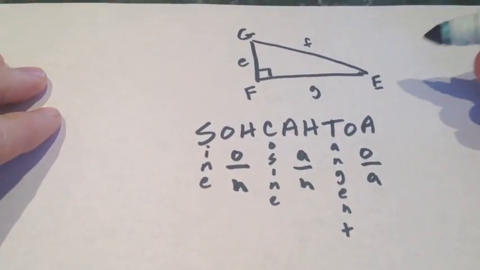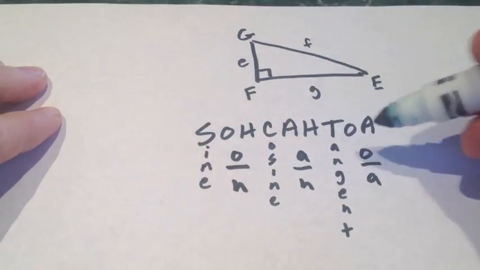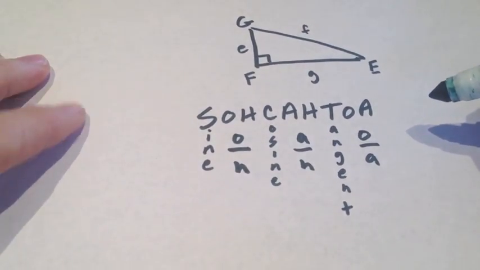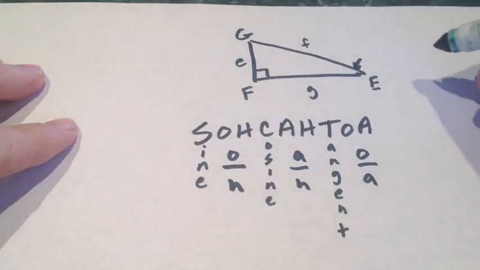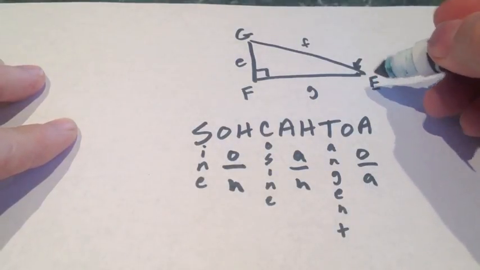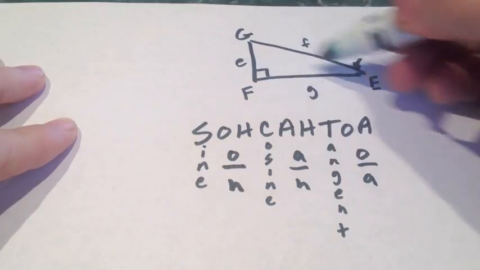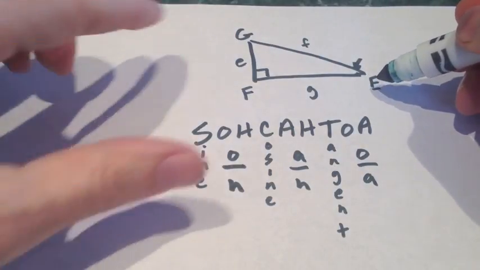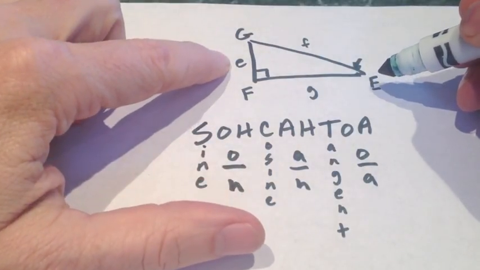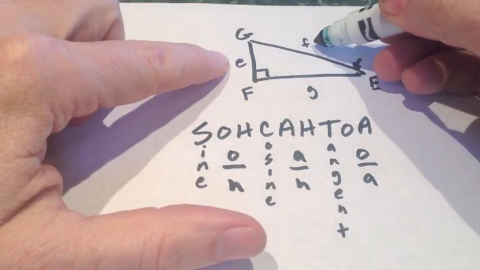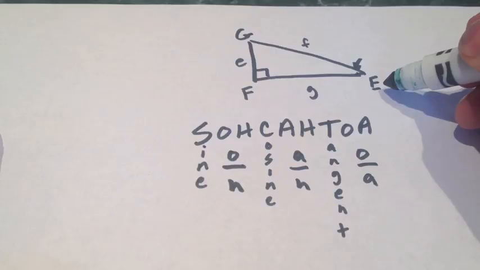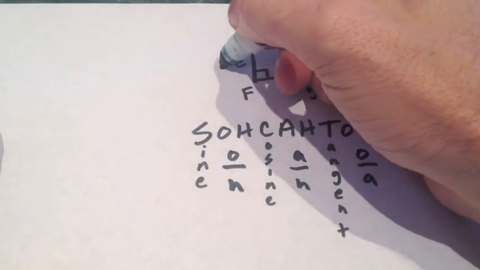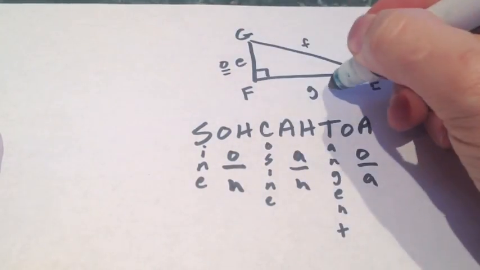All right, so I have a triangle. I've labeled it EFG, so it doesn't have the same letters as any of the things down here. So if I was talking about angle E, the opposite side from angle E would be this side over here. So if I'm talking about this angle, this one would be opposite. Hypotenuse is always this one, okay? And then G would be the adjacent side. So if we're going from E, this would be opposite, and this would be adjacent.